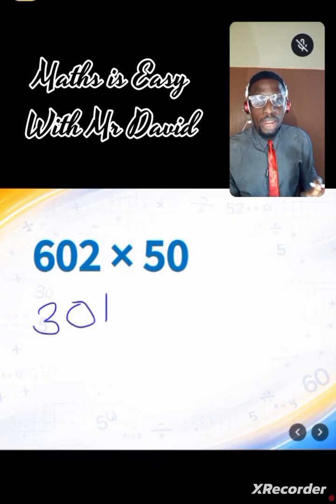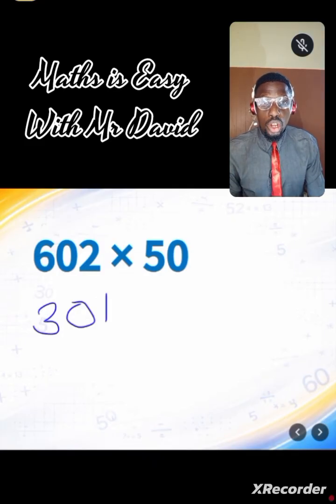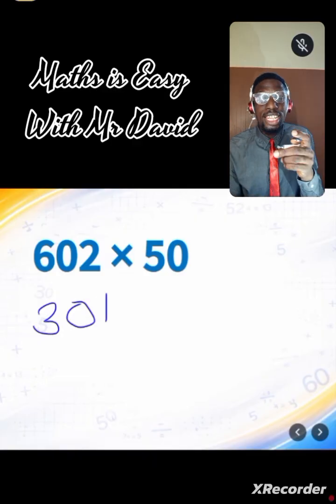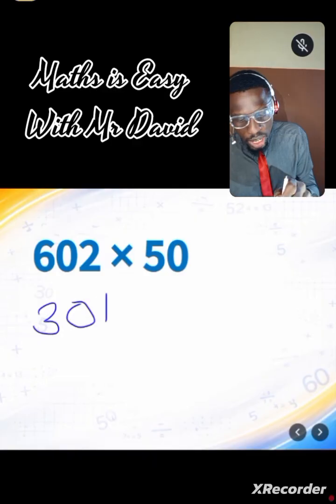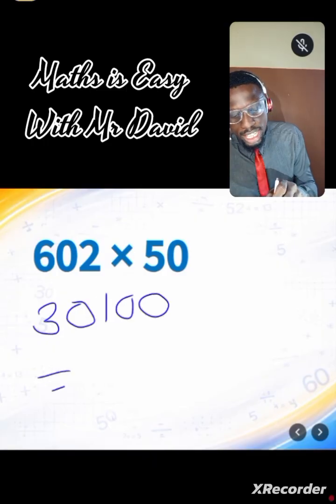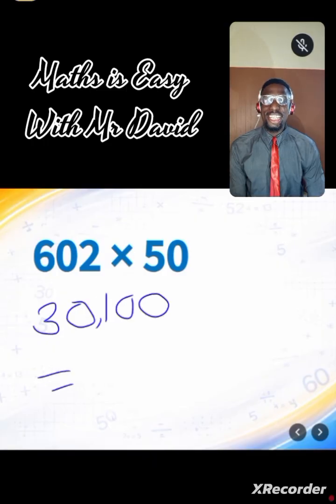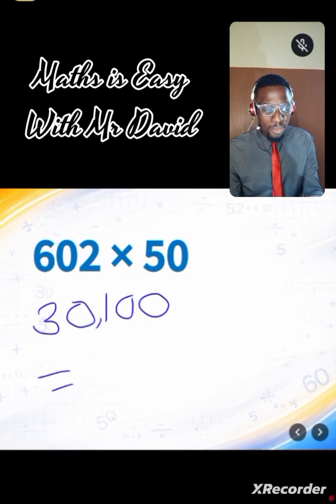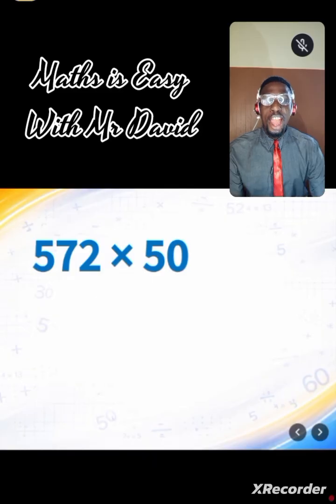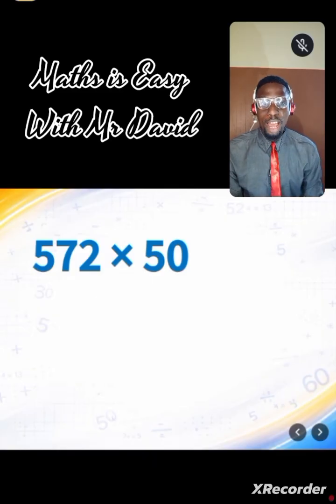So now, since we're multiplying by 50, what are we going to do? We're going to now multiply that by 100, and it's the same thing as doing what? Adding 2 zeros at the back. So this will now be 0 and 0. And your answer is what? 30,100. That is absolutely amazing. Super amazing.